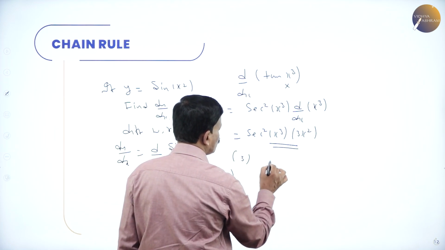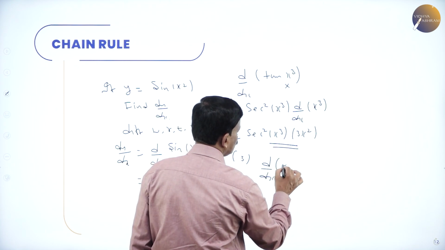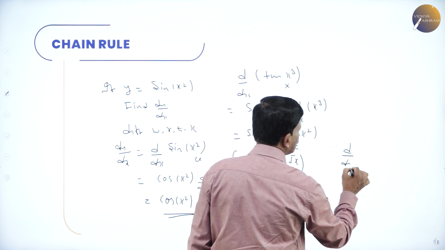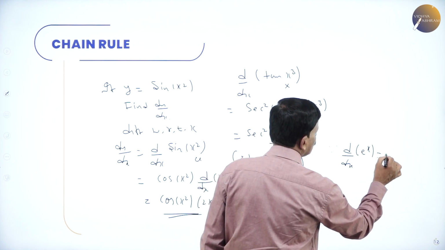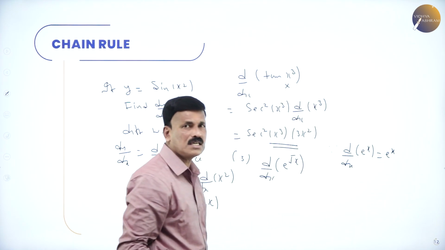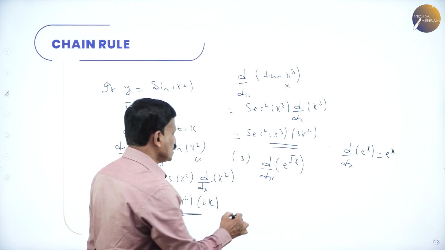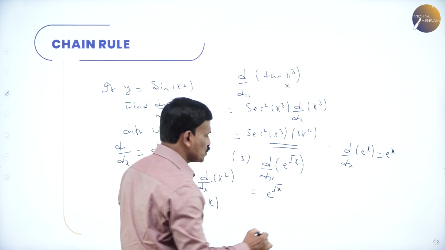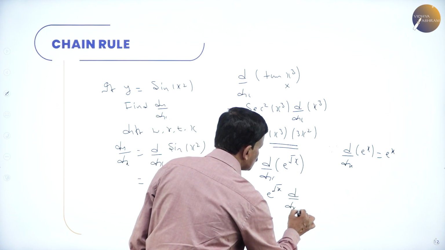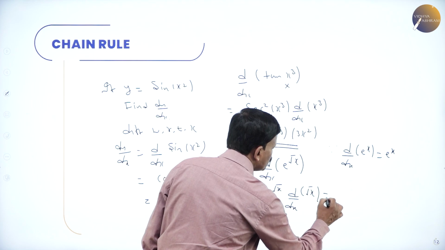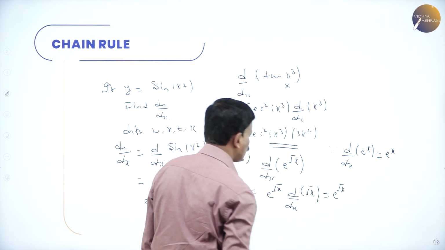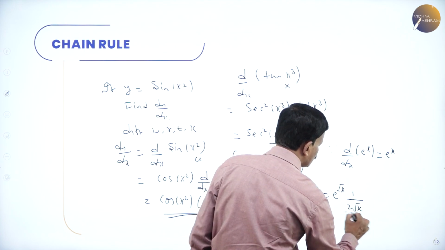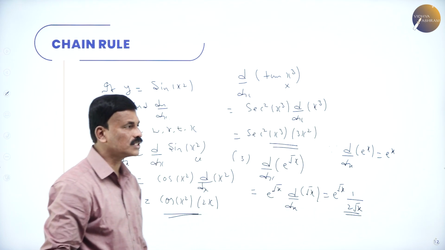Let me take one more problem. D by dx of e to the power of root x. You know d by dx of e to the power of x is e raised to x itself. Instead of x, it is root x. So d by dx of e to the power of root x is e raised to root x into the derivative of root x. So this is equal to e to the power of root x into 1 over 2 root x.